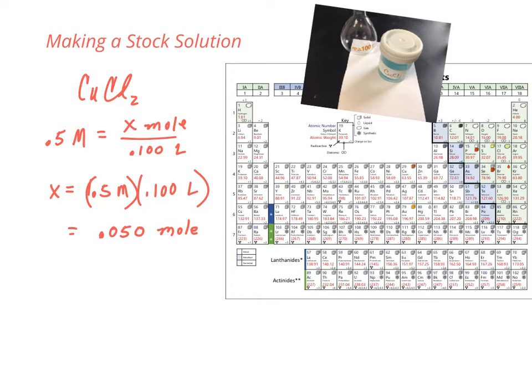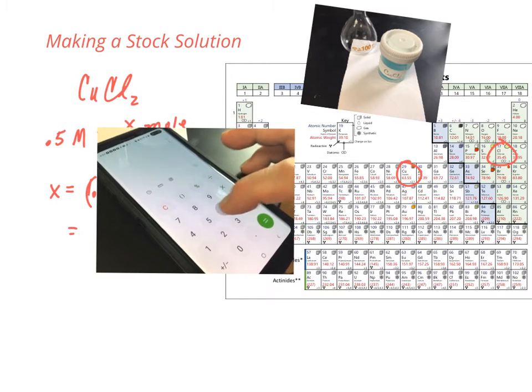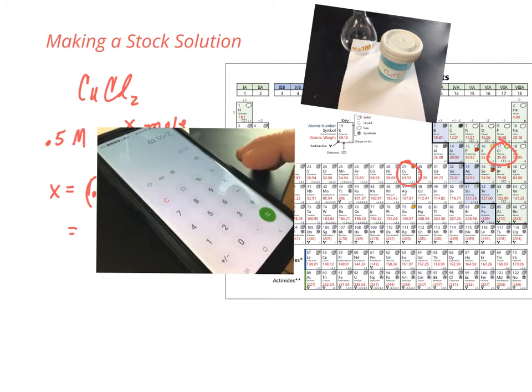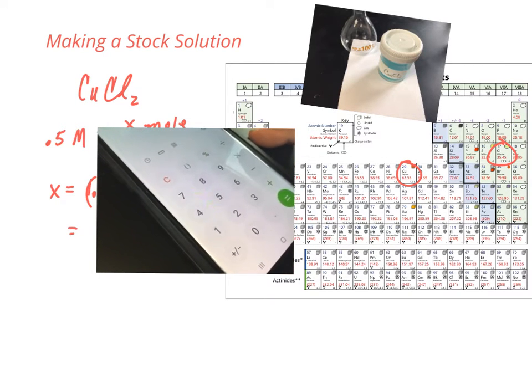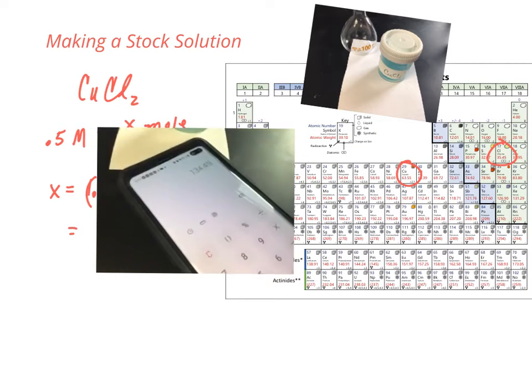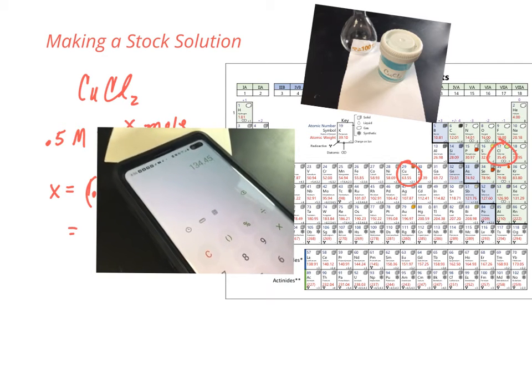Now, when we weigh this out, we're going to have to weigh out the number of grams and put that into our flask. So we have to convert our moles into grams. So we'll need the molar mass from the periodic table. Copper 2 chloride, CuCl2. So we'll have to calculate that. Copper is 63.55 plus 2 times chlorine, which is 35.45, gives us a molar mass of 134.45.